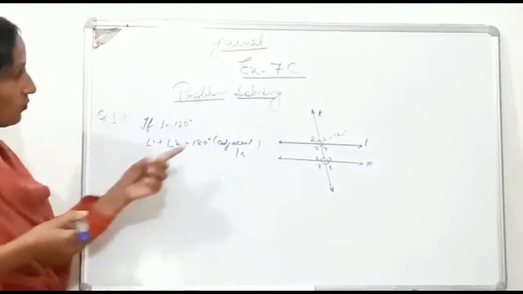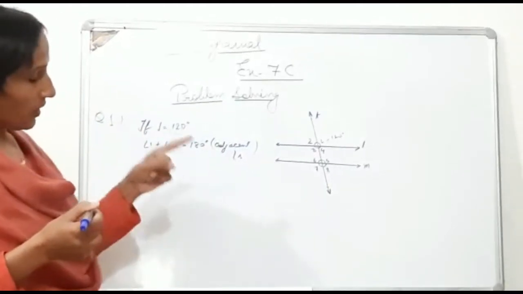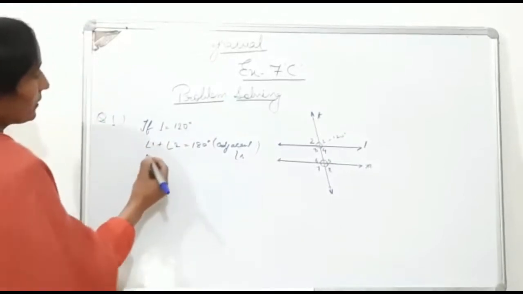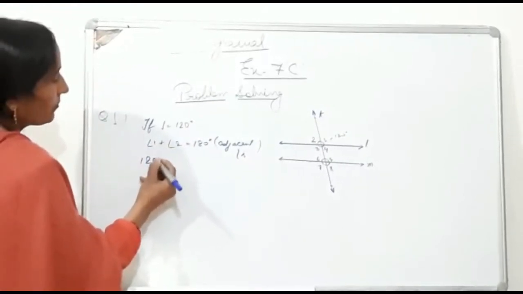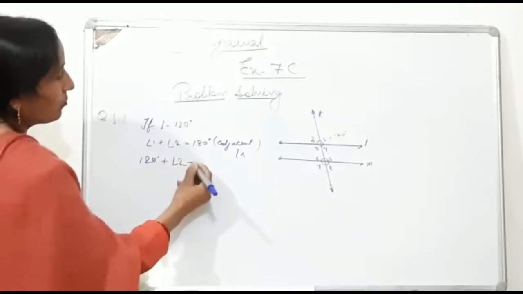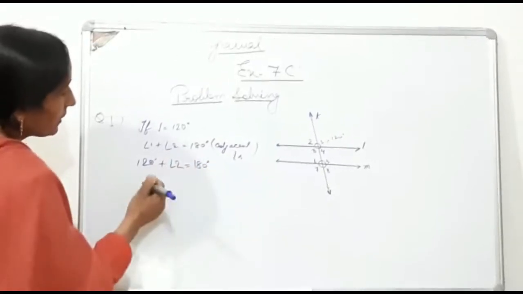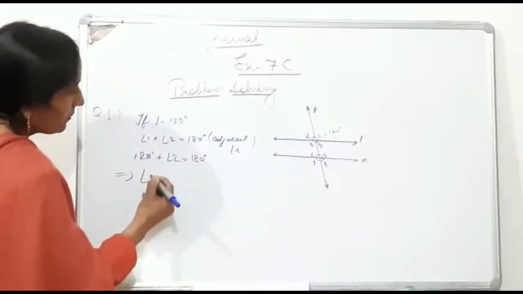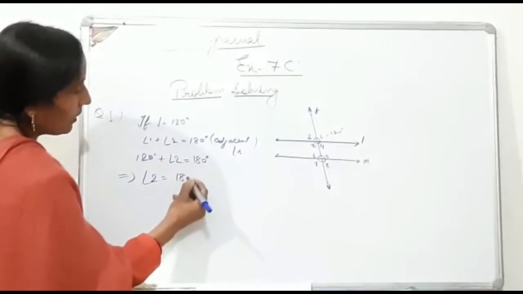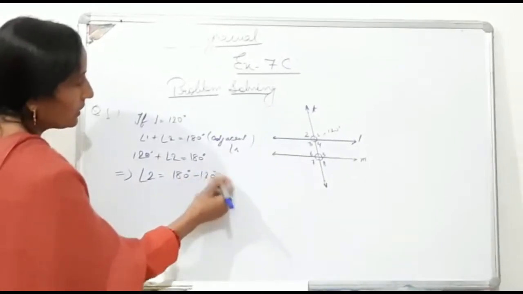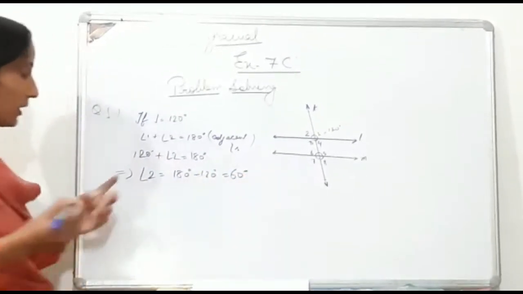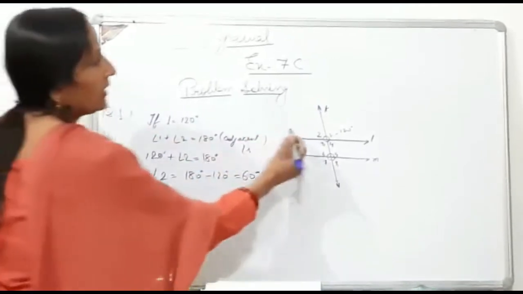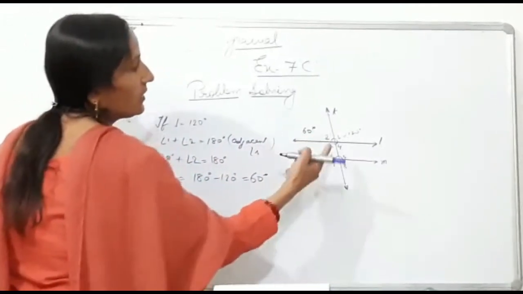Okay. Now angle 1 we know. The measurement of angle 1 is given 120 degree. It is 120 degree plus angle 2 is equal to 180 degree. So angle 2 is equal to 180 minus 120 is equal to 60 degree. So we got angle 2 is 60 degree. We can write here 60 degree angle 2.